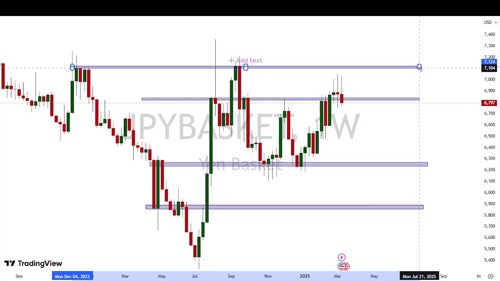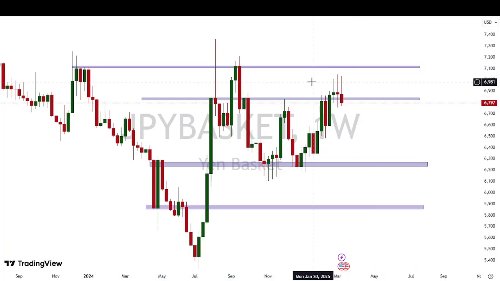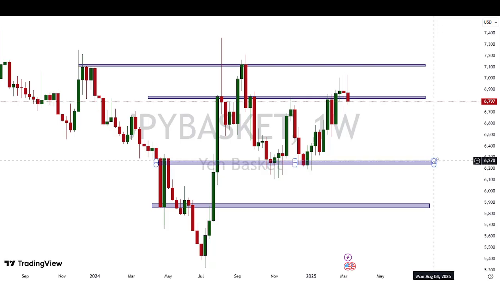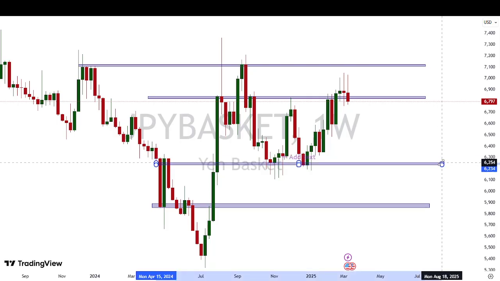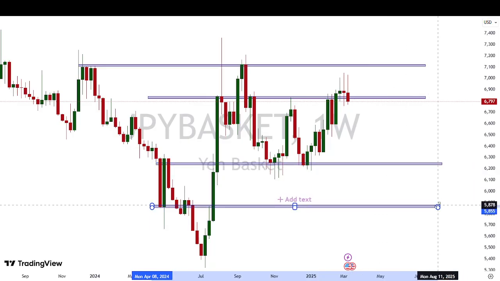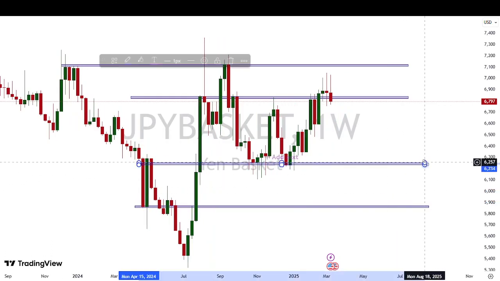So guys, this is the yen index. If you don't know what it is, it's a basket. It shows the strength of the yen. Let's adjust this, let it look neat and nice.